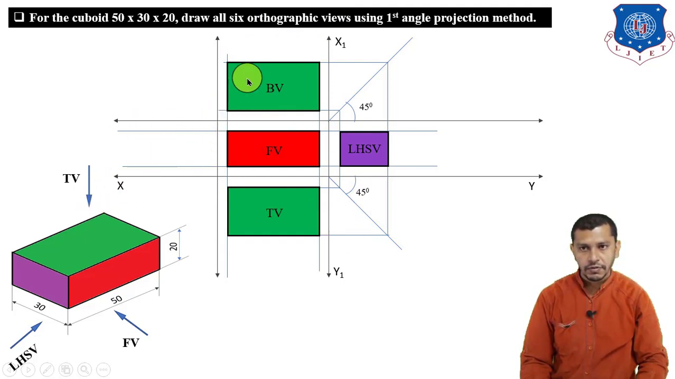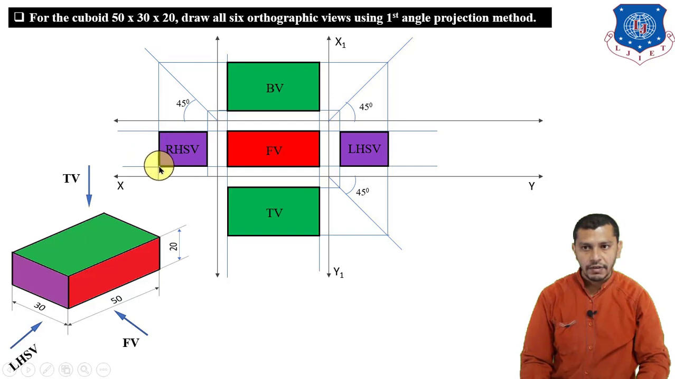Now we have to project the width. We will project the width from the bottom view over here. So this will be the width, which is 30 mm. Project this edge over here at the 45 degree line. Project this edge over here, both edges. Here we will get a box showing the right hand side view of the object. So the right hand side view will be a rectangle having width 30 and height 20.